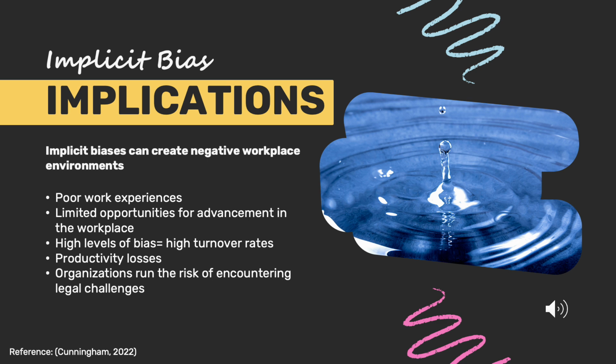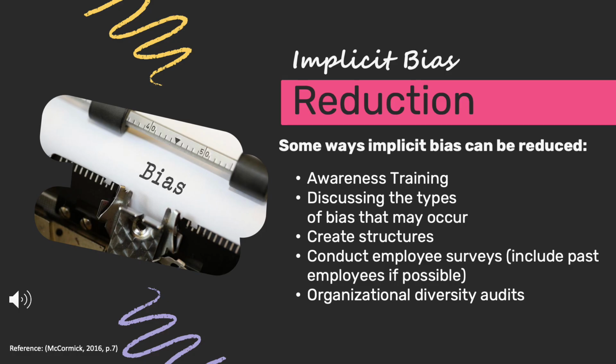Organizations with high levels of biases oftentimes suffer high turnover rates due to employee dissatisfaction. This can also lead to organizations suffering productivity losses and may even run the risk of encountering legal challenges. These are all implications that affect leaders, staff, and organizations as a whole. So, how can organizations address these challenges to help decrease implicit biases in the workplace?